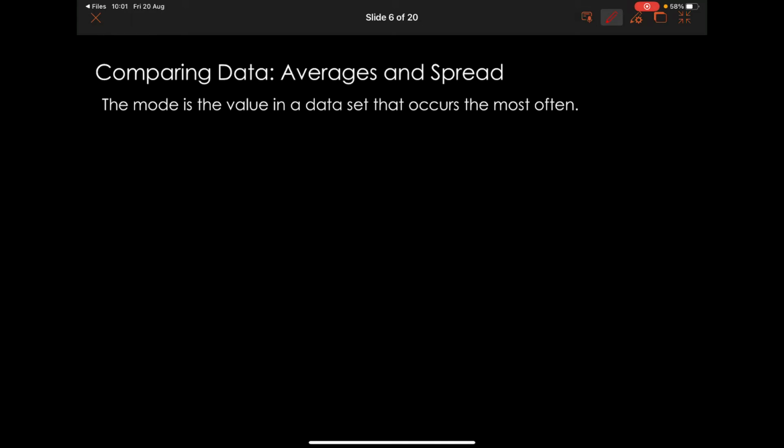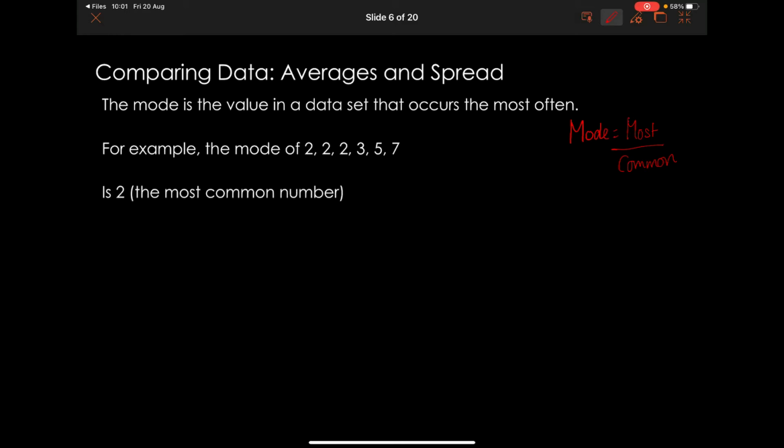Next then we have the mode. The mode is the value in a data set that occurs the most often. Mode sounds like most, which reminds us that it's the most common, the one that turns up the most. For example, the mode in this set of numbers, 2, 2, 2, 3, 5, and 7, would be 2, because it's the most common number.